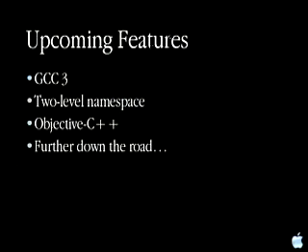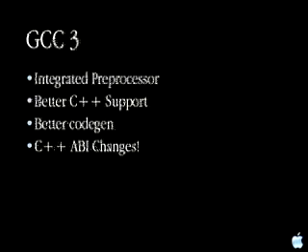Let's talk a little bit about upcoming features in the compiler and in the compiler toolchain. So the first thing we're going to talk about is GCC 3, what's coming with that. We'll talk about a feature in the linker called two-level namespace, which most of you who have worked in the CFM world are already used to. And of course, what a lot of you are here to hear about is Objective-C++. And then we'll talk about some things that are coming further down the road. Soft applause for Objective-C++.